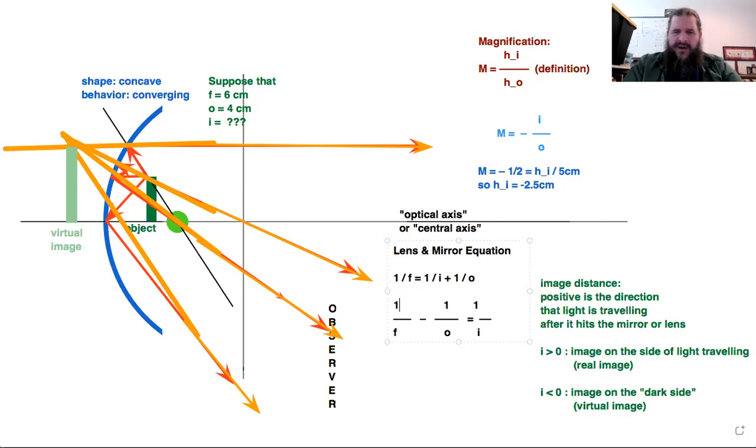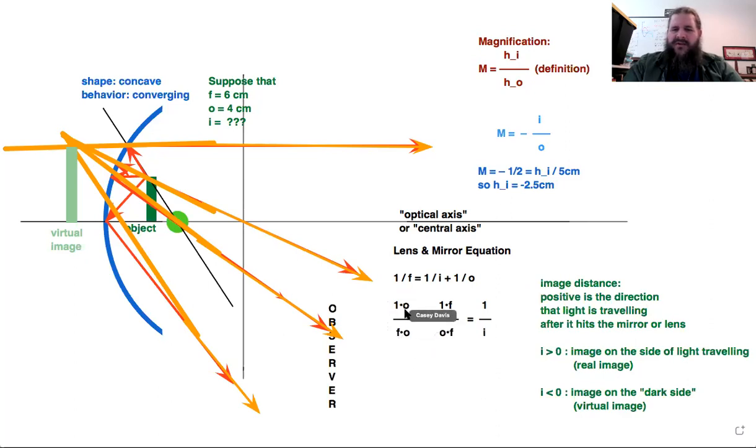Let's change 1/f into 1 times O over F times O. Multiplying the top and bottom by O means we're not actually changing anything. And then the second fraction, the 1/O, let's just multiply that by F over F. Multiplying the top and bottom by the same F means we're not actually changing anything. But we are changing both of these to now have the same denominator.